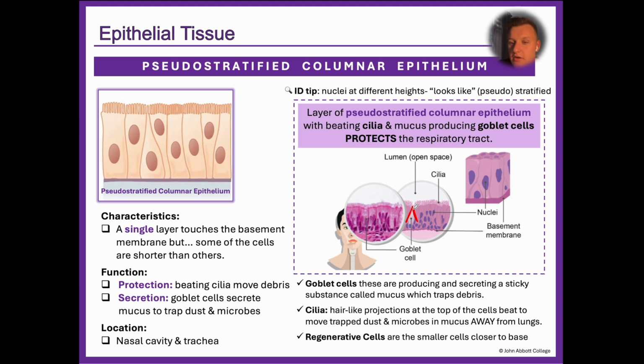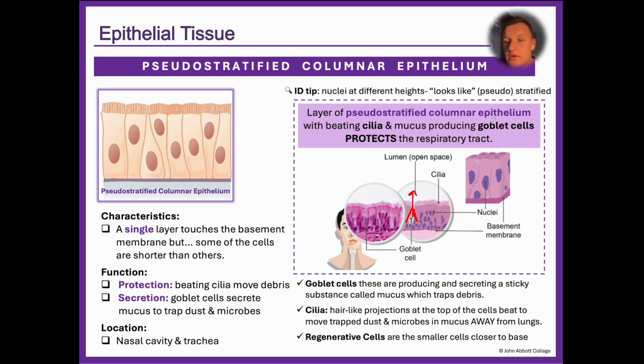An upside down goblet, and it is making all of this mucus that it's putting into the lumen over here in the open space, and it's trapping bad stuff. So that's the function of these layers in the nasal cavity and the trachea. So this is a layer of pseudostratified columnar epithelium, right? With beating cilia. The cilia are beating, and mucus producing goblet cells.